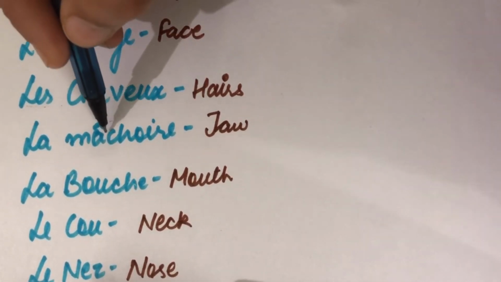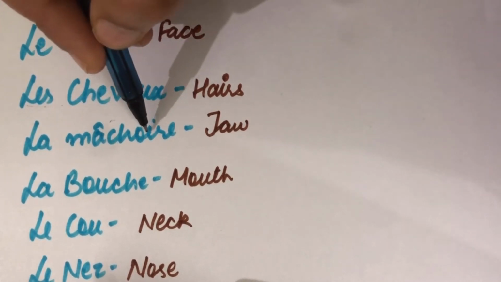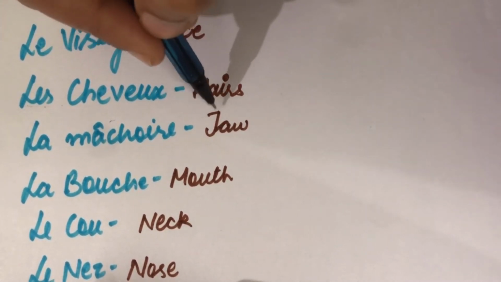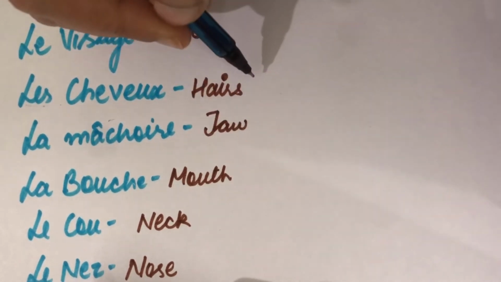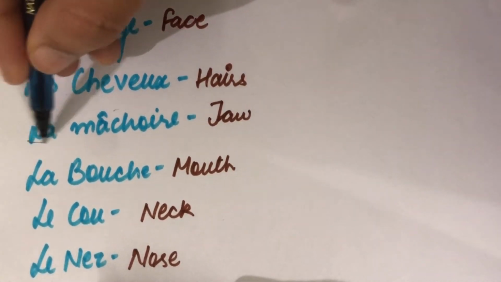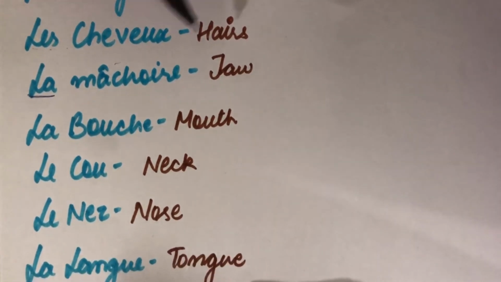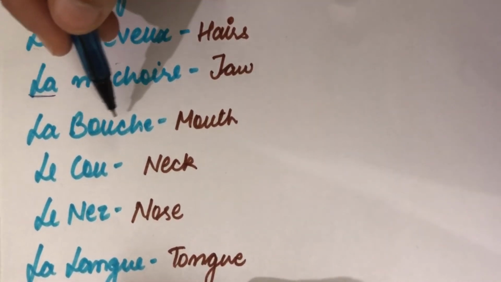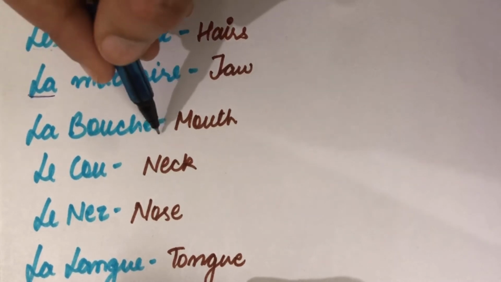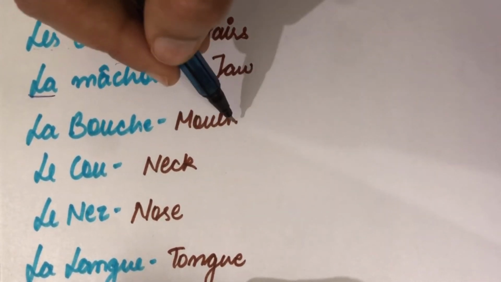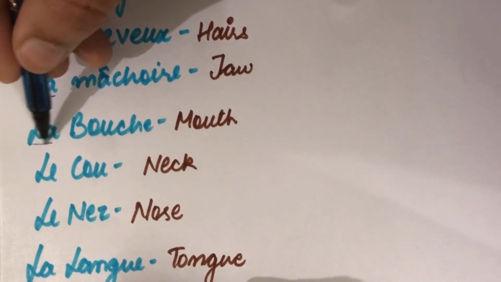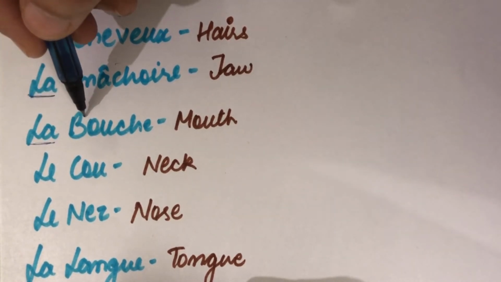This is M-A with a chapeau, C-H-O-I-R-E. This is jaw. As this la signifies, this is feminine. Next is la bouche. What is this bouche? This is our mouth. This is feminine, so accordingly la is used over here.